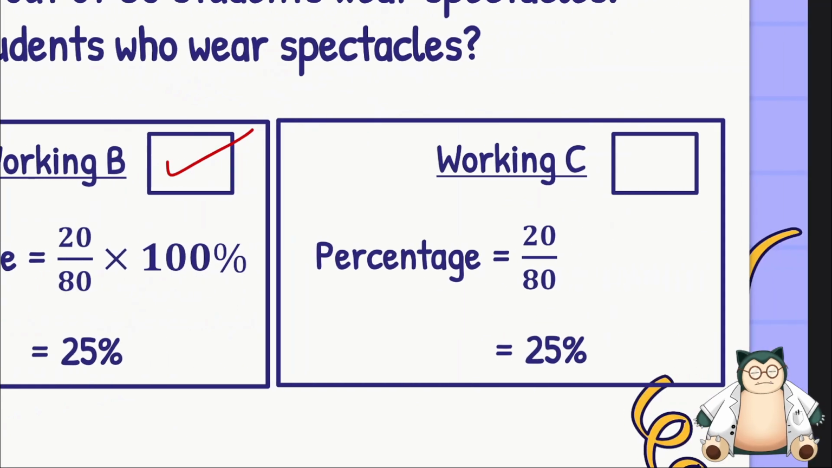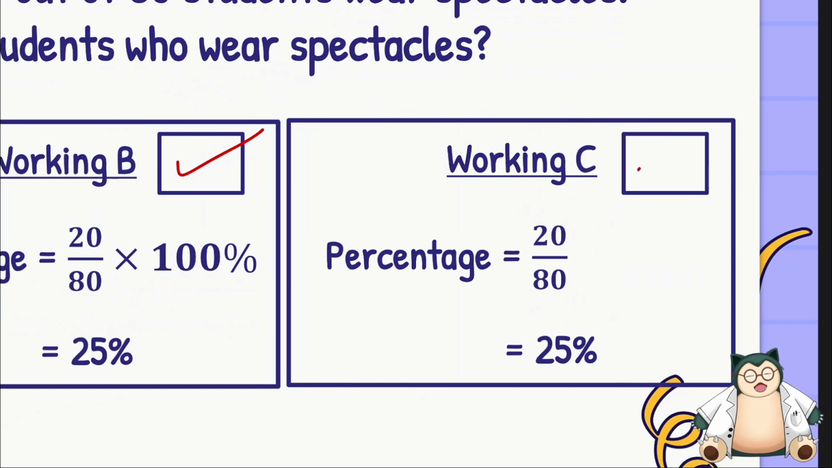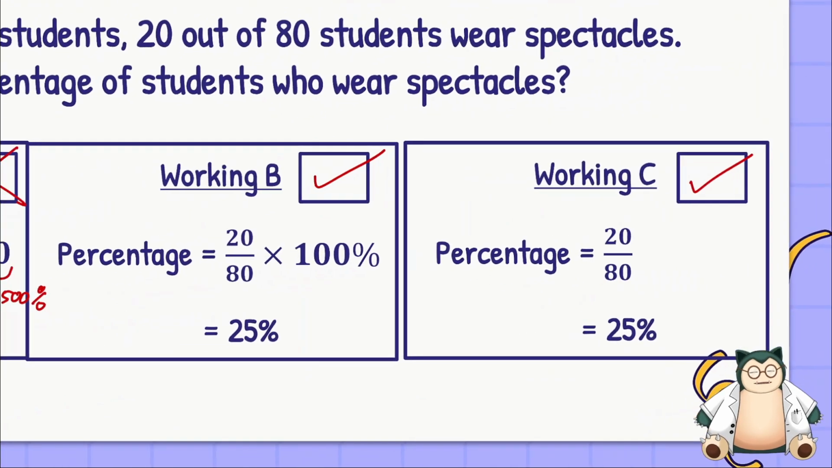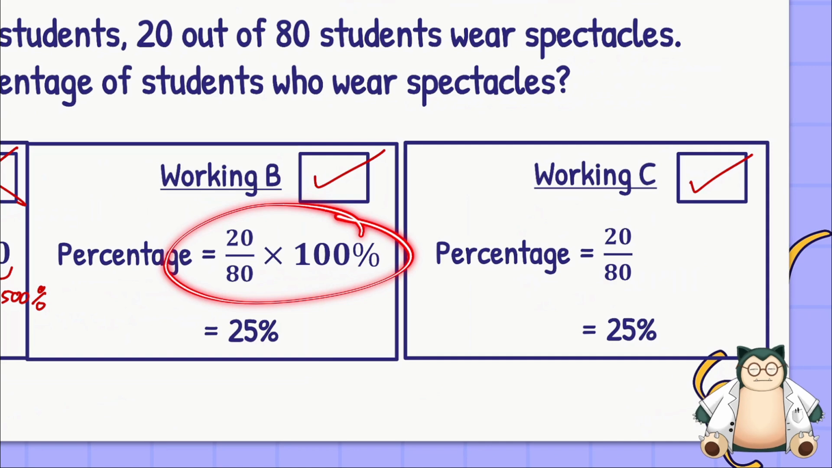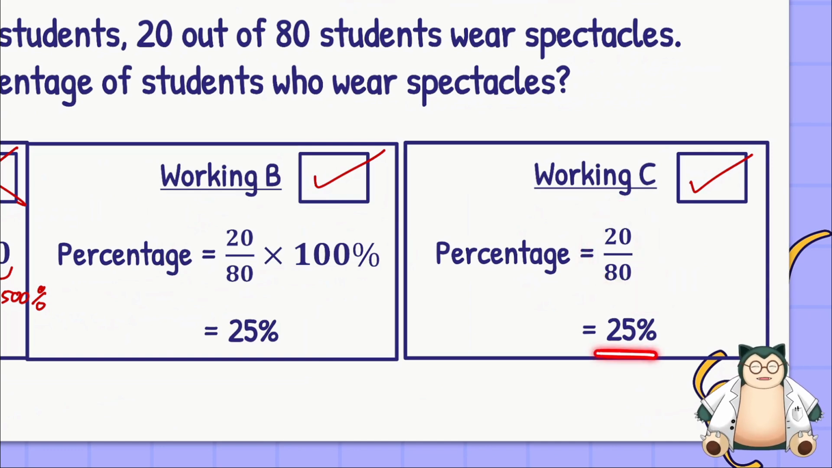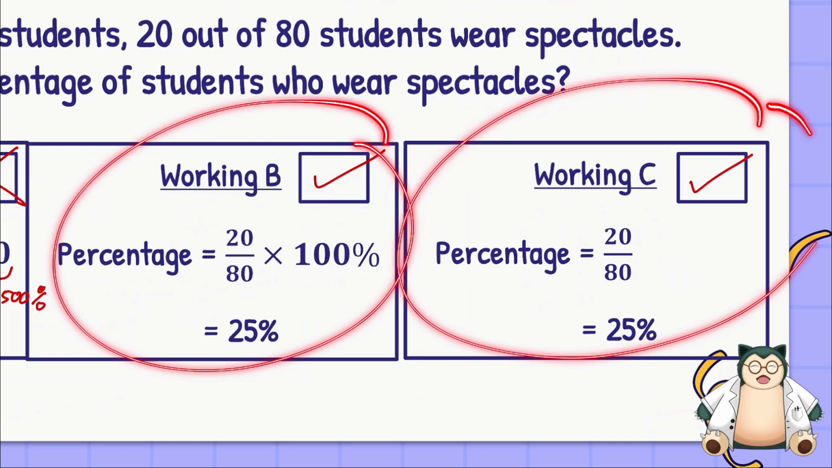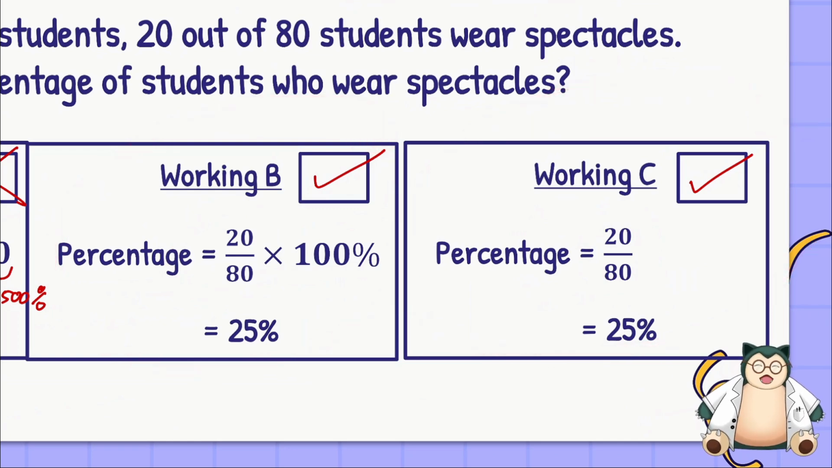And look at the last working C. Simply, we just put a fraction equals to 25%. Now, is this correct? Actually, this is also correct. If you find this step a bit confusing, where you're not too sure whether to multiply by 100 or 100%, it's fine. You can leave it as a fraction, and in the next step, convert it into a percentage, and then within your calculator, you multiply by 100. So working B and working C are acceptable in exam, it's up to personal preference.